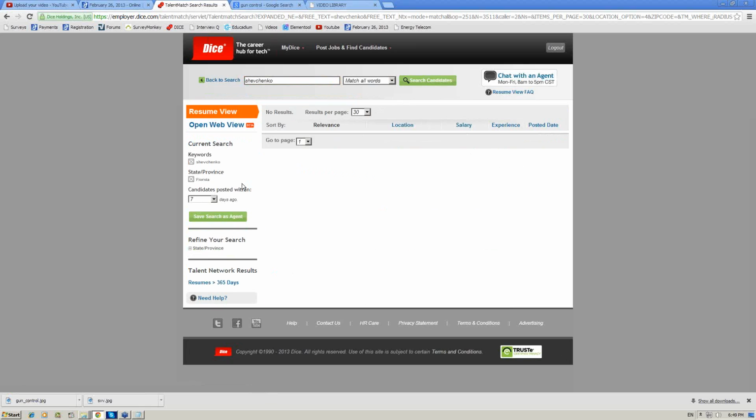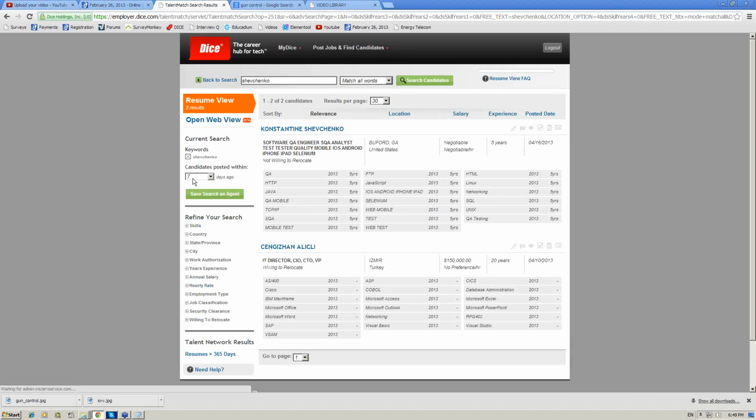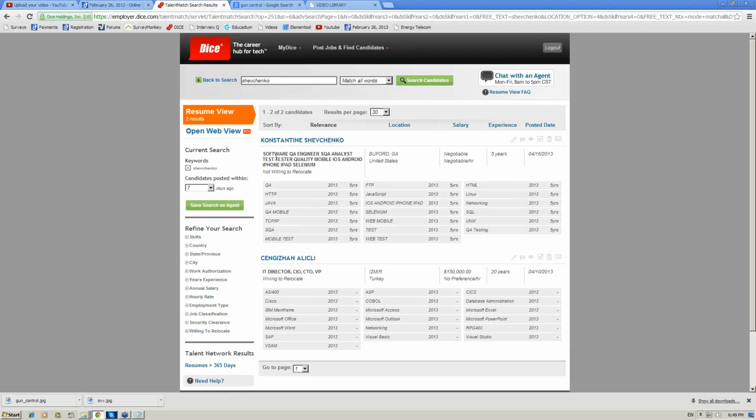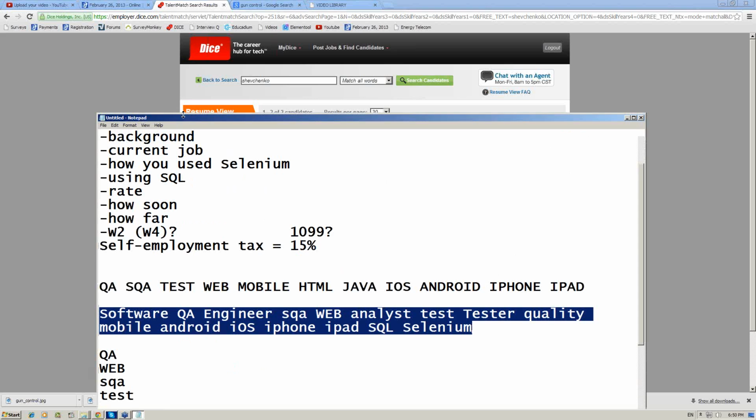Yeah, but now we are not in Florida anymore. Let's get off Florida. So we are looking at the very first resume modified, guys. Let's see if it looks better. Konstantin, okay. Software QA engineer, SQA analyst, tester, quality, mobile, iOS, Android. Why are you doing that uppercase, really? What is the advantage of doing that uppercase? To me, it's like you are yelling at someone. Selenium, iPad, iPhone, iOS, Selenium. Okay, I do not see the word SQL here, which we discussed before.